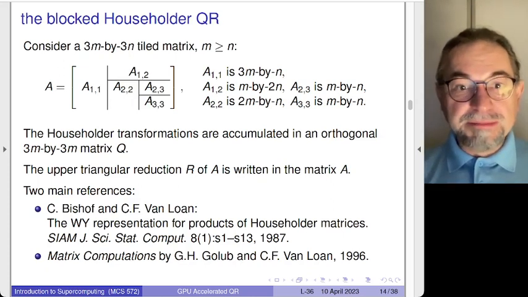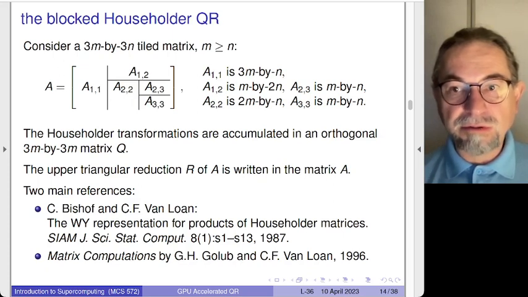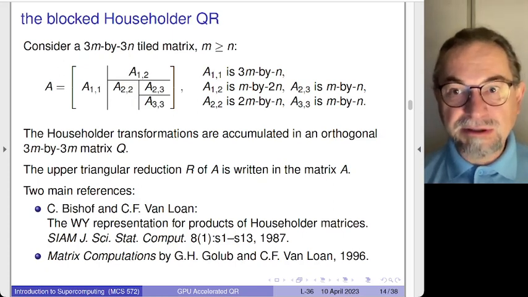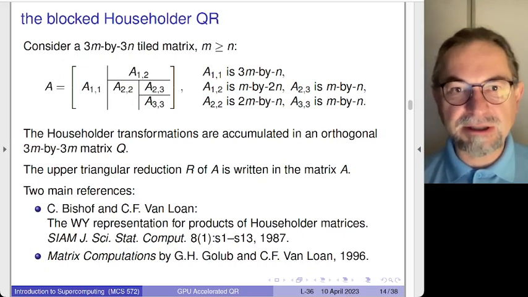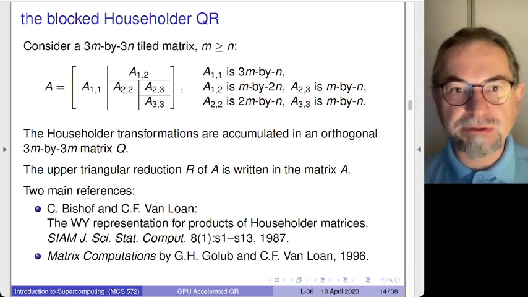So what are the main references? So there is the WY representation that I will define in the next slide. So this was defined in 87, and my edition of the classic Matrix Computations dates from 96. So these are the two main references for the first part of this lecture.